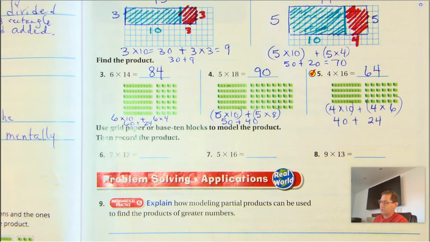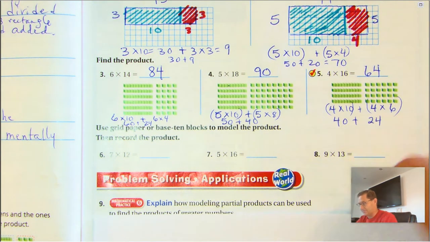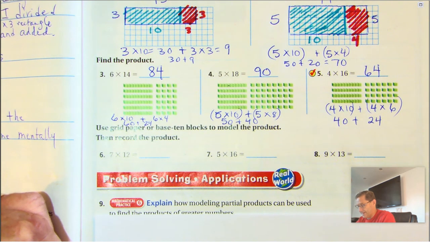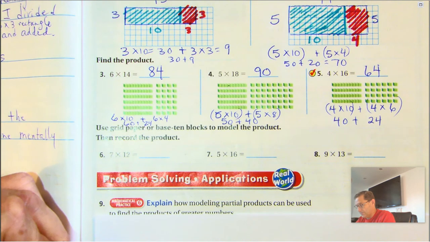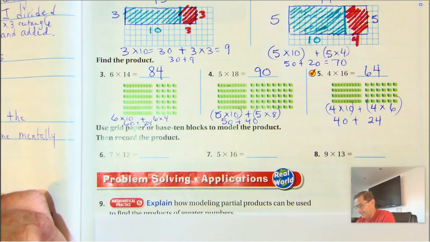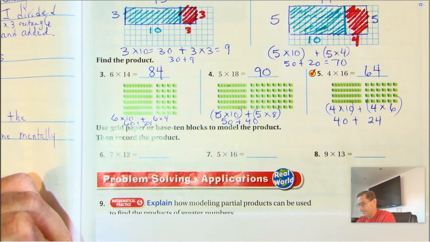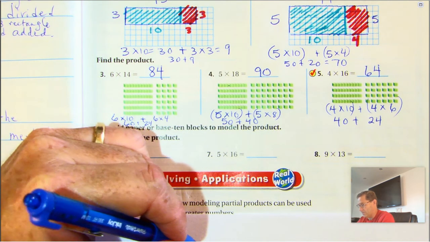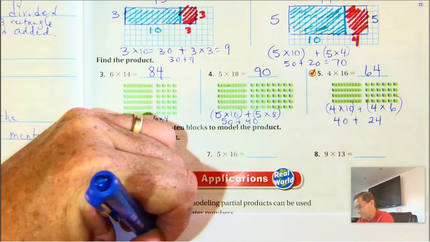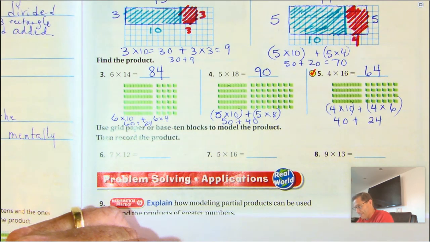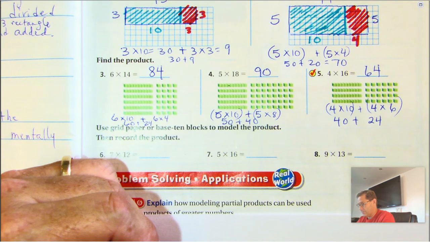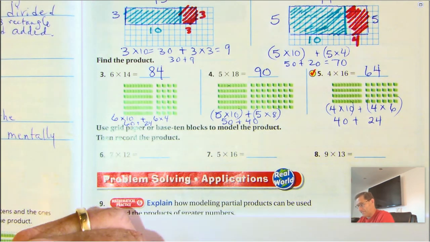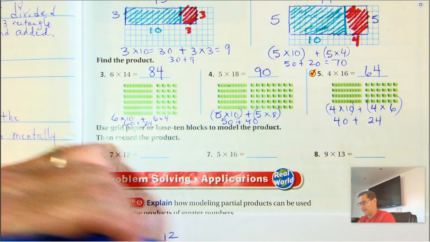Okay, number 6, use grid paper or base 10 blocks. So 7 times 12. 1, 2, 3, 4, 5, 6, 7 by 12. 1, 2, 3, 4, 5, 6, 7, 8, 9, 10, 11, 12. So we have 7 by 12.